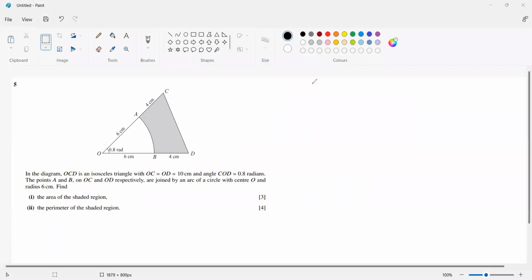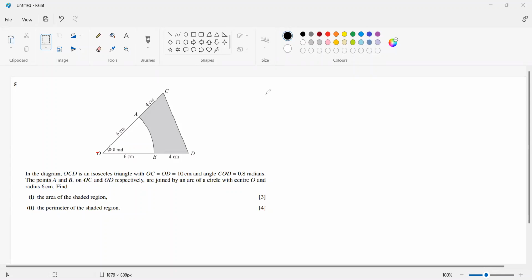Okay, let's read it. In the diagram, OCD is an isosceles triangle with OC equals OD, which is 10, as you can see. The whole thing is 10 here. And then angle COD is 0.8 radians. The points A and B are on OC and OD respectively, and they are joined by an arc of a circle with center O and radius 6. This can be seen here. These are the radius parts. So they're saying find the area of the shaded region.